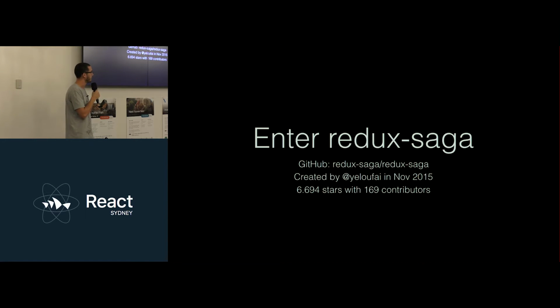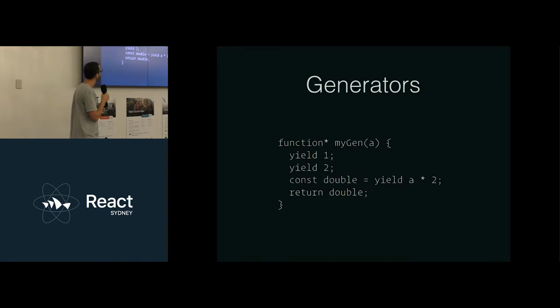And redux-saga was created in November 2015 by Yassine Elouafi, and by now it has almost 7,000 stars. It's the most popular side effects management for JavaScript applications. They have a lot of contributors. But first, before we dive into it, we need to understand what generators are.